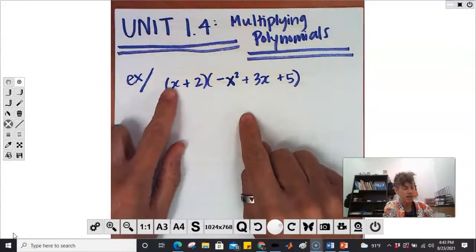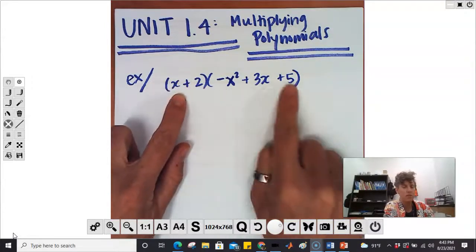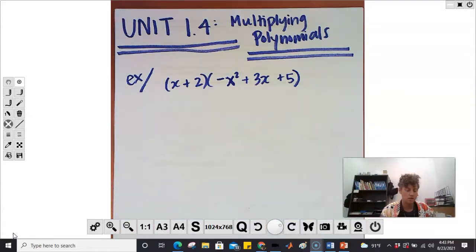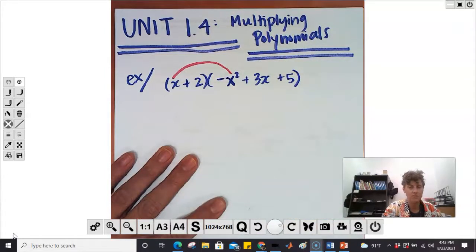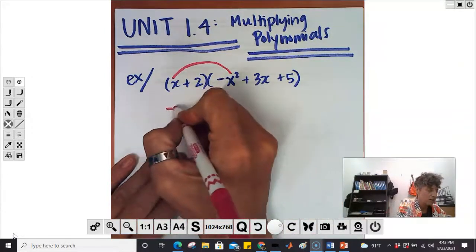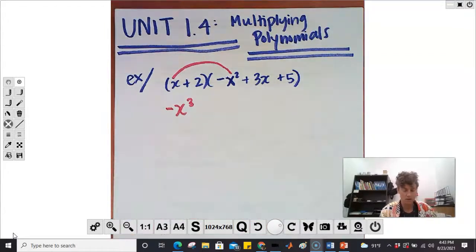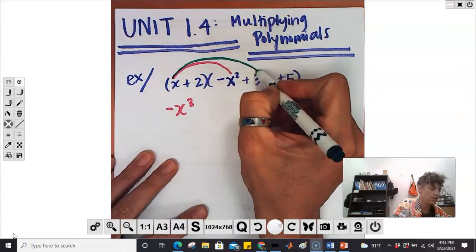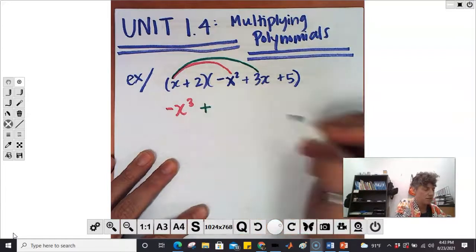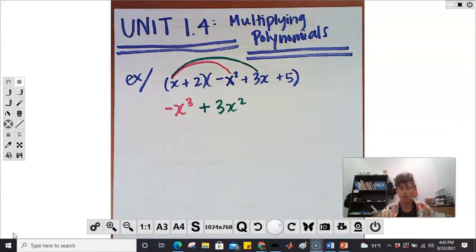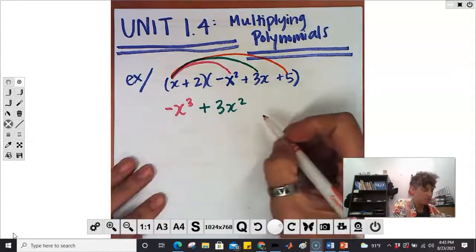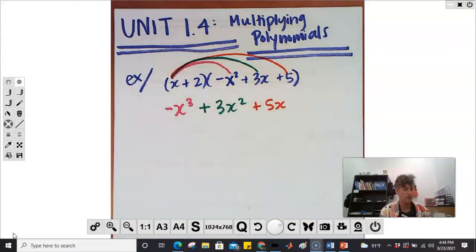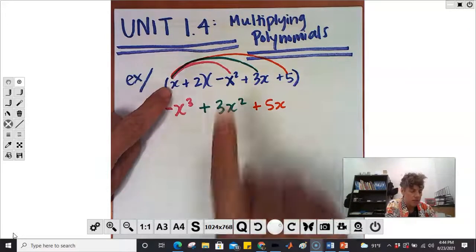Now we need to multiply everyone in one parentheses by everyone in the other parentheses. I'm going to get some rainbows going on here to indicate what I'm multiplying. x times negative x squared is negative x cubed. x times 3x is positive 3x squared. And x times 5 is positive 5x. We multiplied x by everybody in the second parentheses.